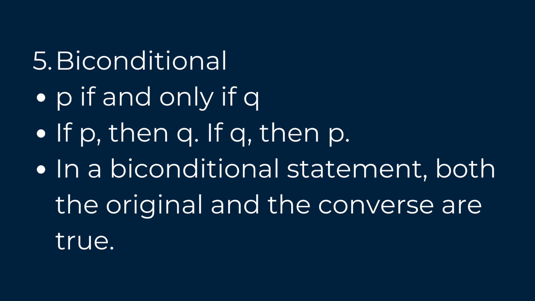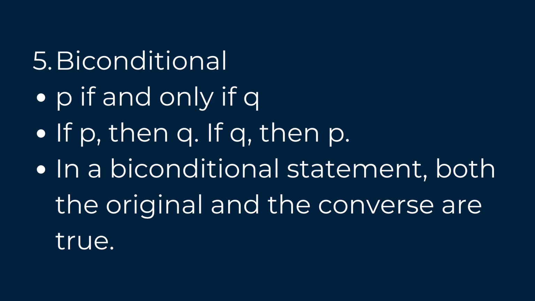So the fifth type of modification: we've talked about the original conditional. We've talked about the converse, the inverse, and the contrapositive. Now we're talking about the biconditional. P, if and only if Q. The hypothesis, if and only if the conclusion. This is where the original conditional and the converse are both true.